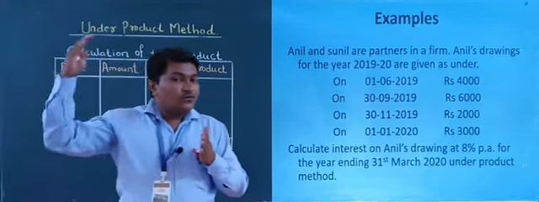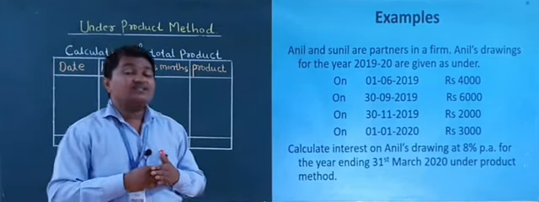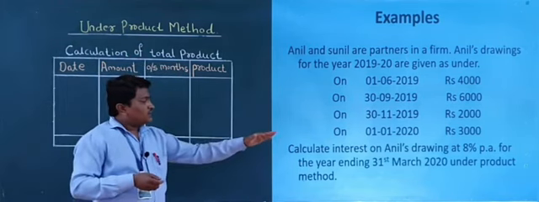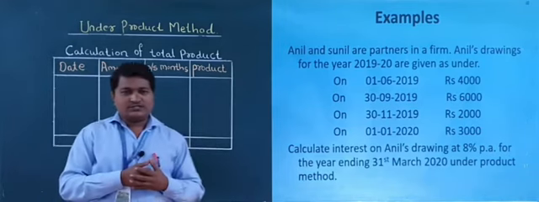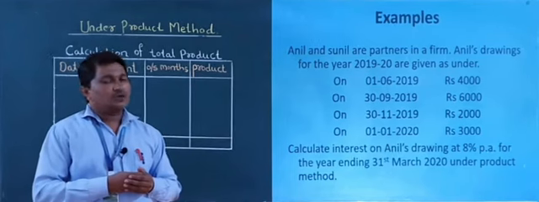Up to which date do we need to calculate? 31st March 2020, the last date of the financial year. Under which method do we need to calculate? Under the product method. So this is the question. Now let me calculate interest on drawing under the product method.